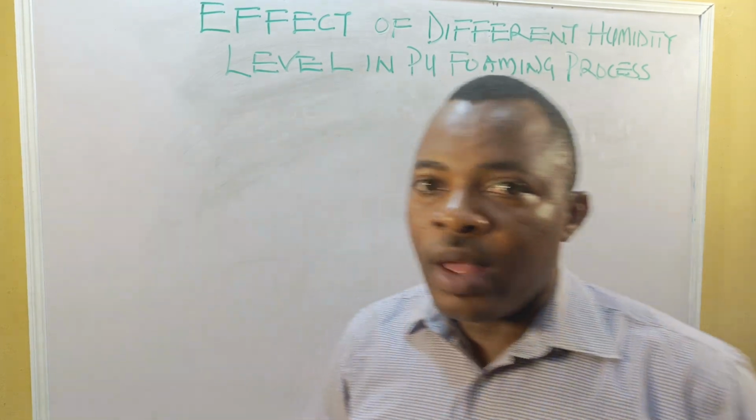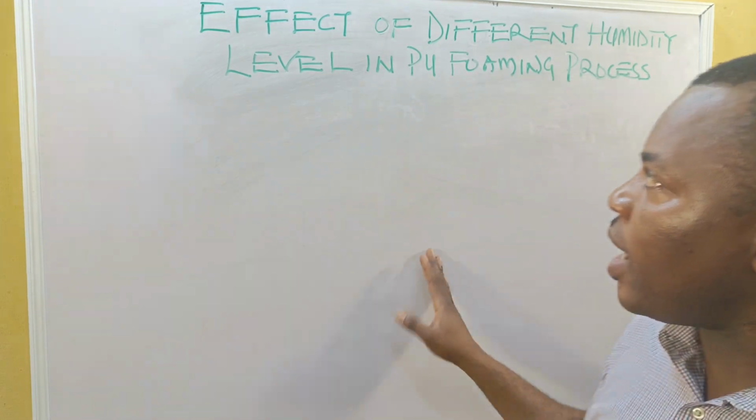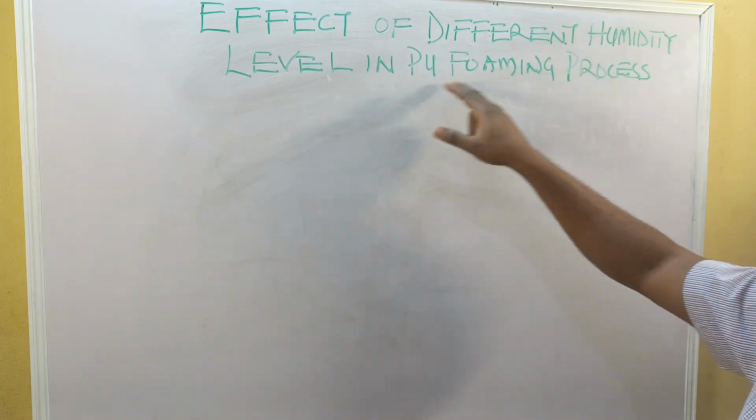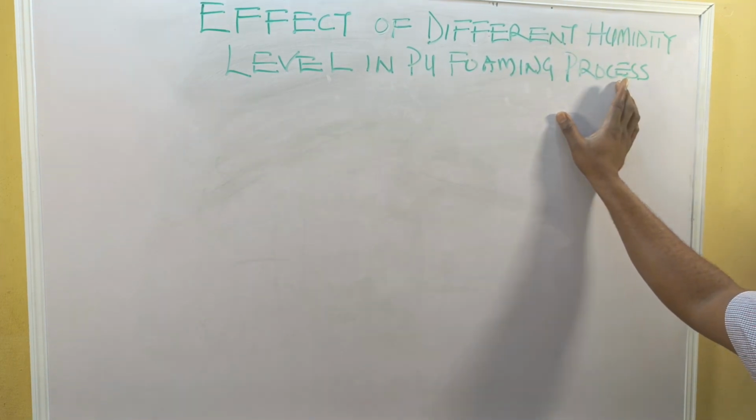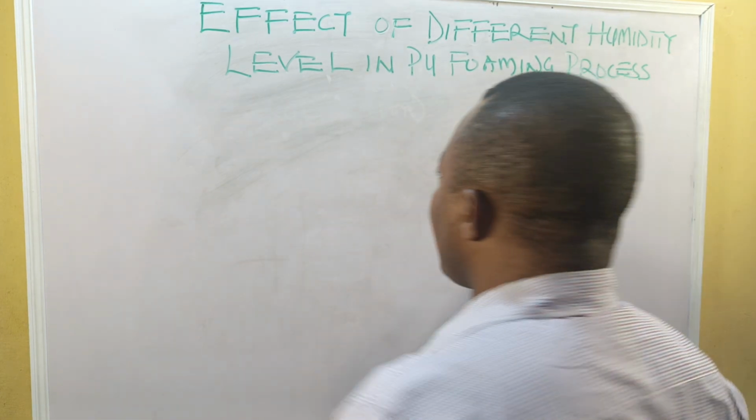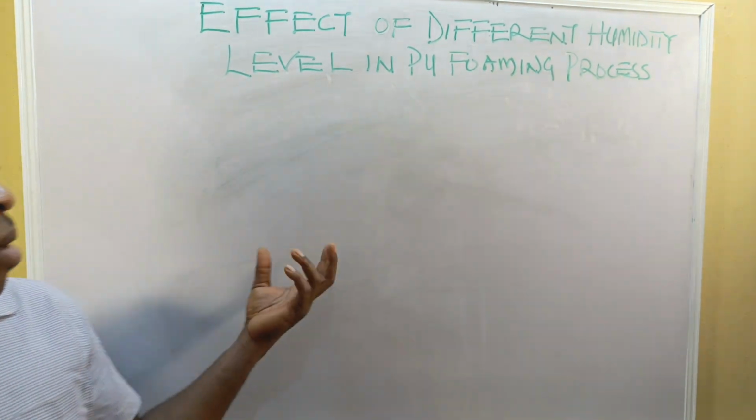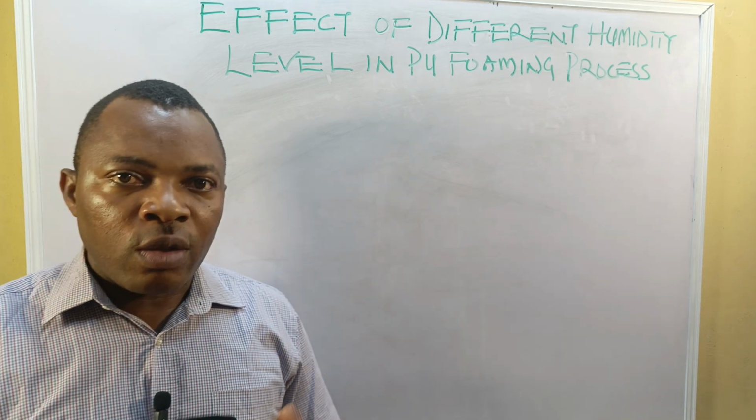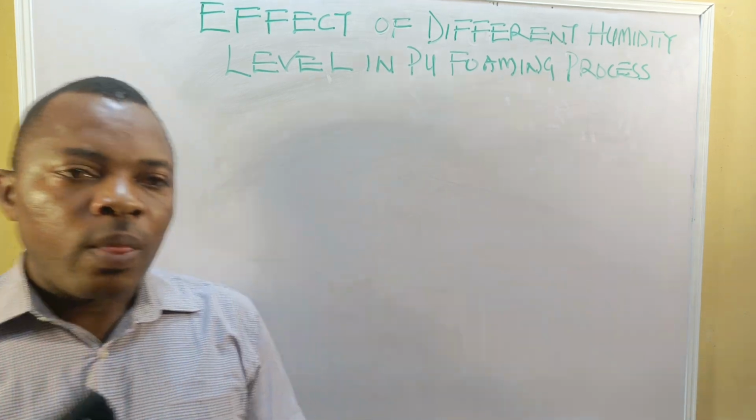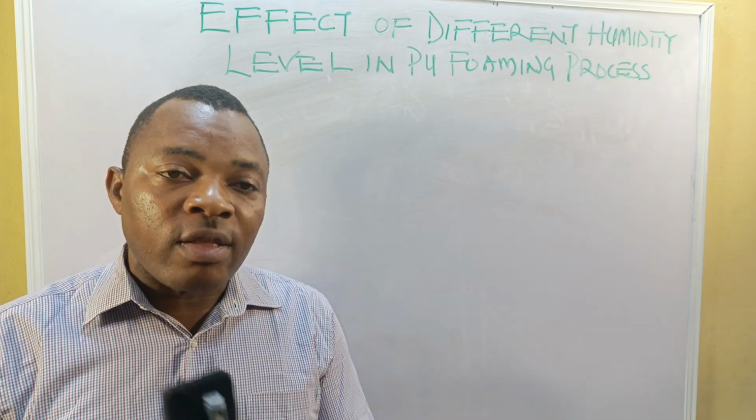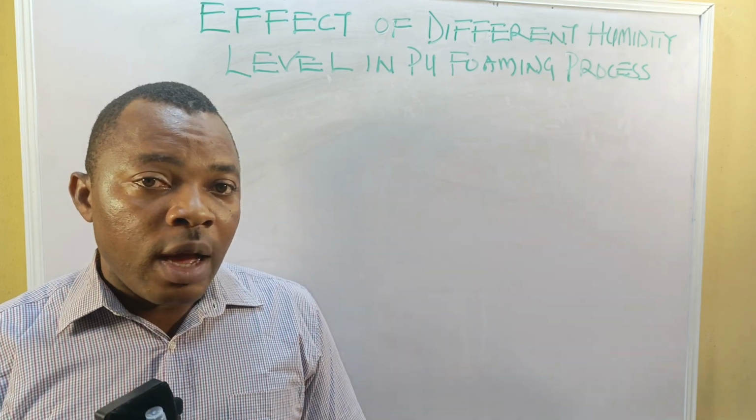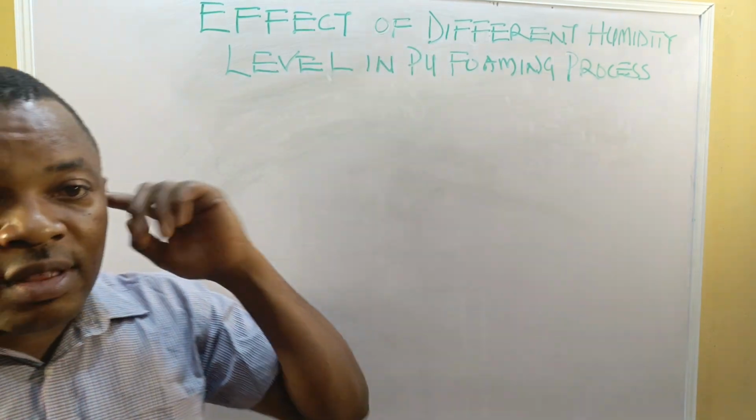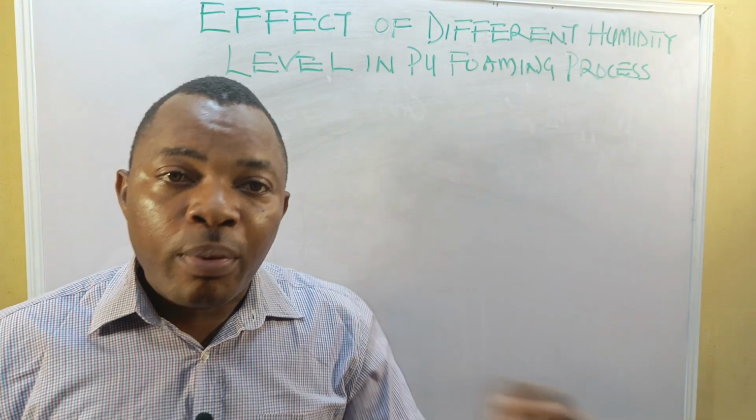In my presentation today, we shall be looking at the effect of different humidity levels in the PU foaming process. Now, listen. Let me tell you what a lot of people do not put into consideration when they are producing, whether you use a continuous process, that is a conveyor, or you use a batch method, that is a box foam. These parameters are the ones affecting your product.